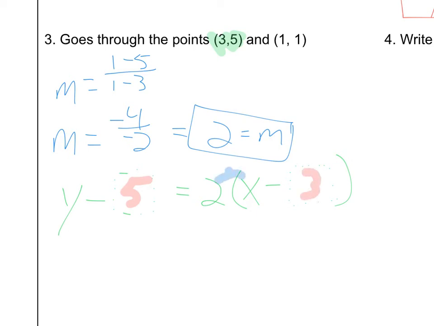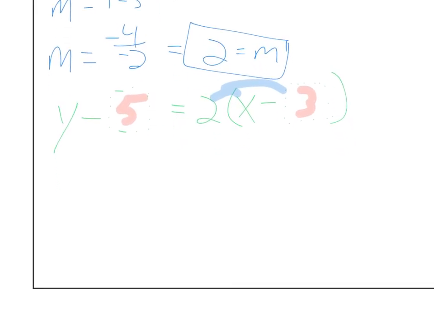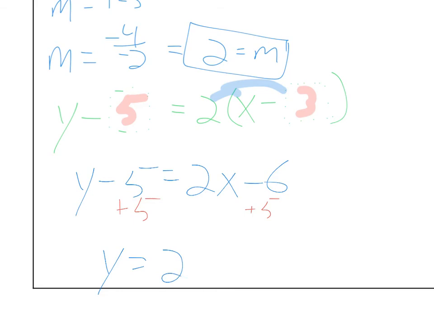So let's solve this out. Distribute the x in there. Apparently I'm writing with a highlighter now. We get y minus 5 equals 2x minus 6. Add 5 to the other side. And I'm getting y equals 2x. That'd be minus 1.